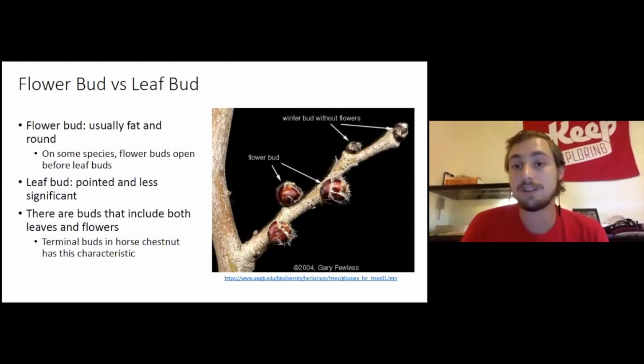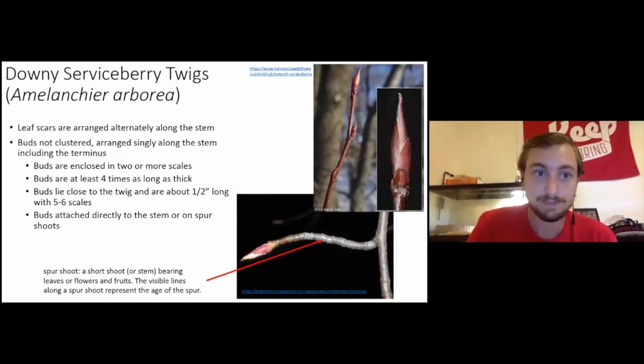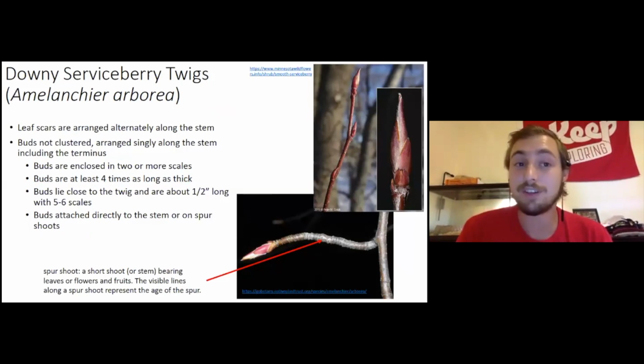The flowers and leaves can be in the same bud, but this would usually be in the terminal bud. So we'll see an example of that with our serviceberry. All right. So here's our serviceberry, our Amelanchier arborea. So arborea really just refers to tree-like.